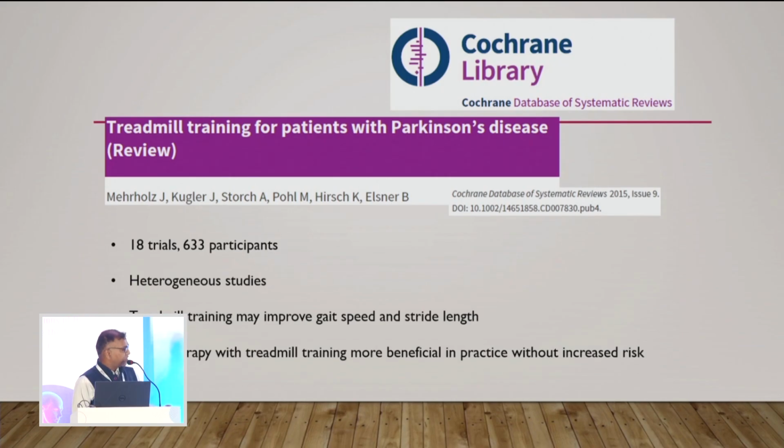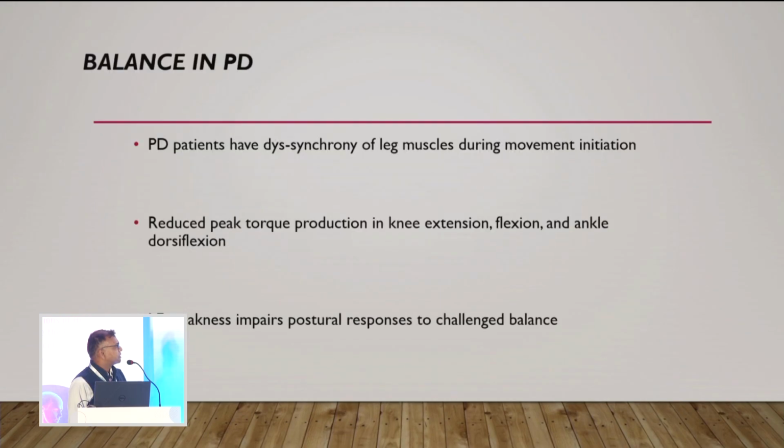There was one Cochrane review also about the role of partial weight support treadmill training in Parkinson's patients, and this is, I think, an old Cochrane review, 2015, 10 years ago, which included more than 600 participants. They concluded, based on the studies included, that treadmill training may improve gait speed and gait stride in these patients with Parkinson's disease.